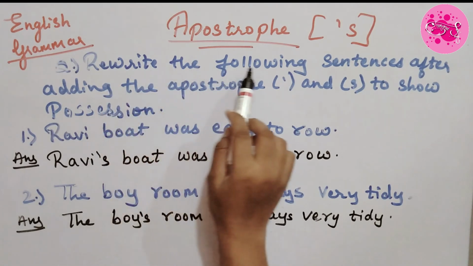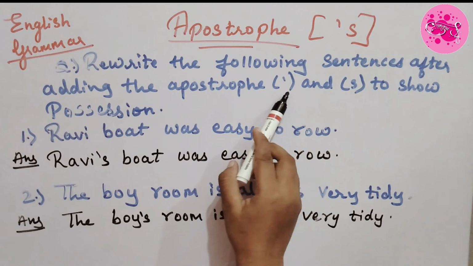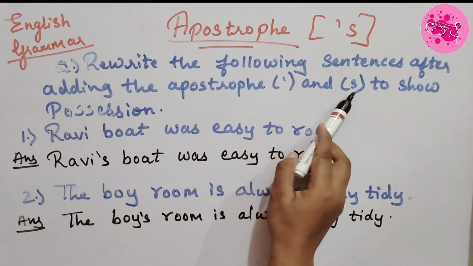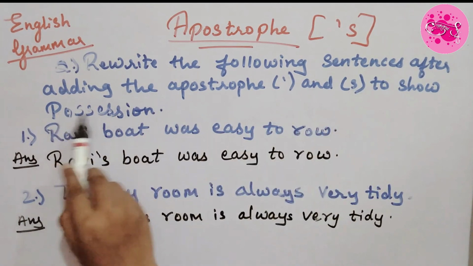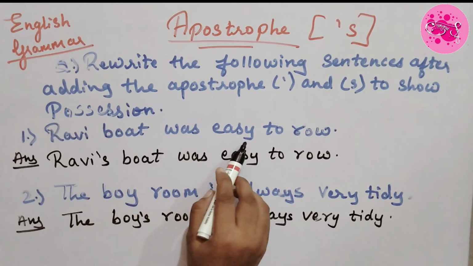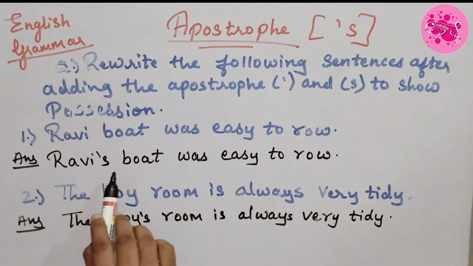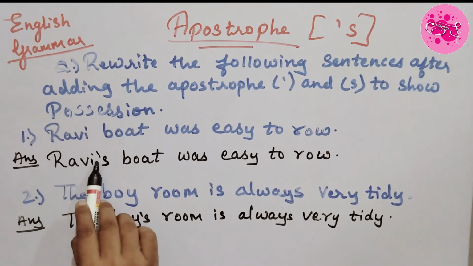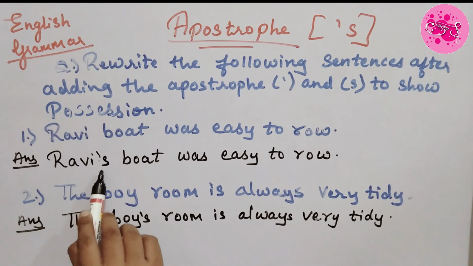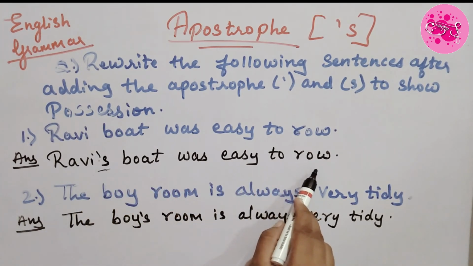Second question. Rewrite the following sentences after adding the apostrophe, that is the comma, and s to show possession. First one, Ravi boat was easy to row. So the answer will be Ravi's. Here we have to add apostrophe s. Ravi's boat was easy to row.